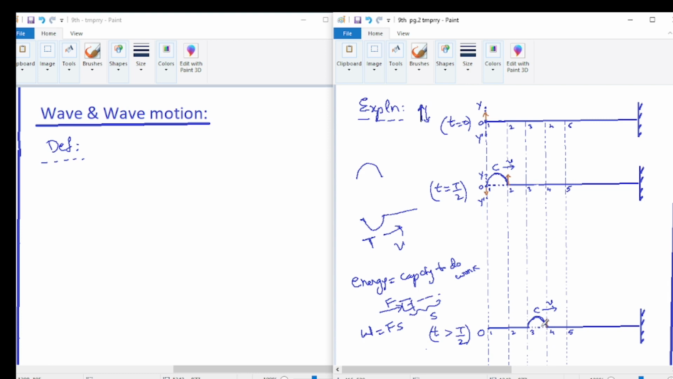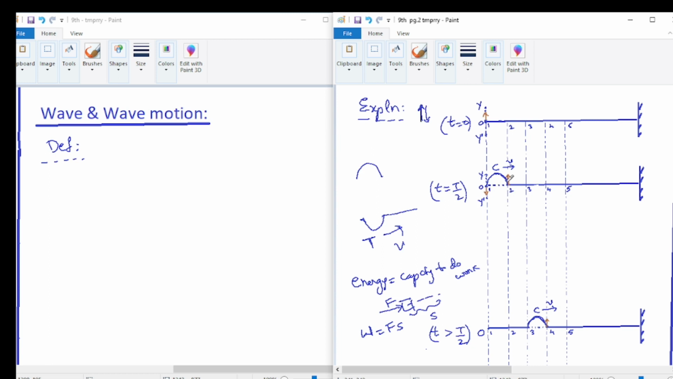Very simple. A moving particle, a moving object, how can it do work? A moving object, when it collides with another object, applies a force. For example, a moving object comes this way and hits this object. So it applies a force on this object and pushes it through a displacement. So definitely a moving object is doing work.